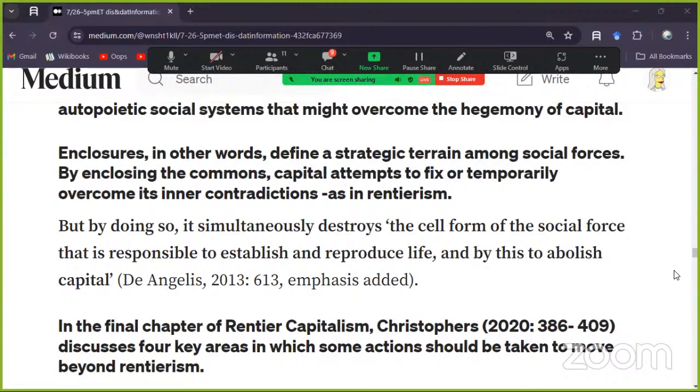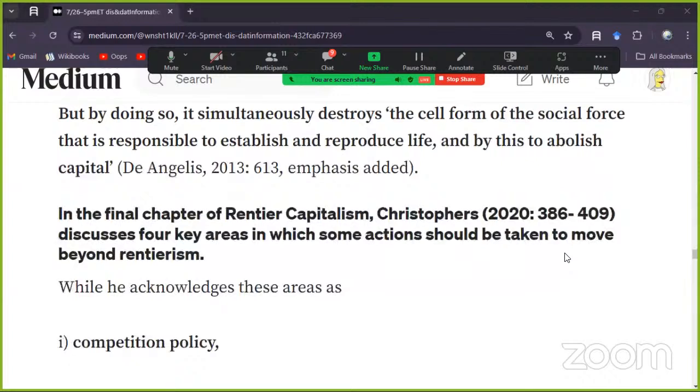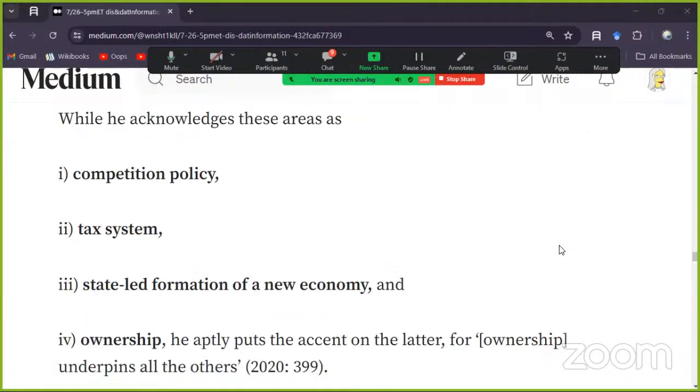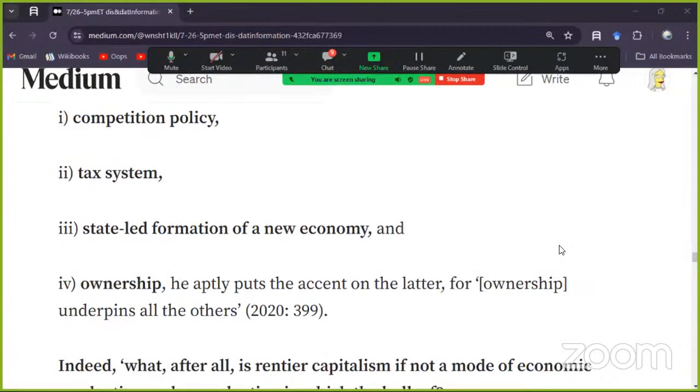But in doing so, it simultaneously destroys the cell form of the social force that is responsible to establish and reproduce life, and by this to abolish capital. In the final chapter of Rentier Capitalism, Christophers discusses four key areas in which some actions should be taken to move beyond rentierism. And I think we can actually move beyond rentierism. It's to constantly critique it rather than have it creep up on you in almost every kind of system that we have. So competition policy is a key area, the tax system, certainly, state-led formation of a new economy, and ownership. And he aptly puts the accent on the latter, for ownership underpins all the others.